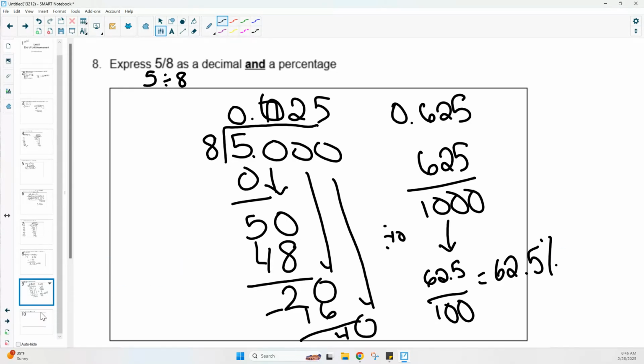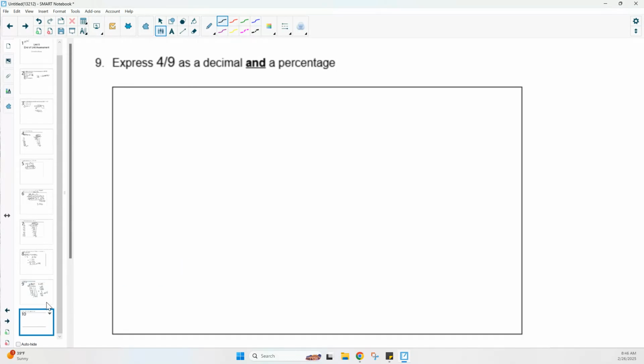All right, let's keep going. And this is our last problem. Express 4/9 as a decimal and a percentage. 4/9 is 4 divided by 9. 4 goes on the inside, 9 on the outside. 9 does not fit into 4, so we're going to add a decimal and a 0 to keep the problem going. 9 fits into 40 4 times.